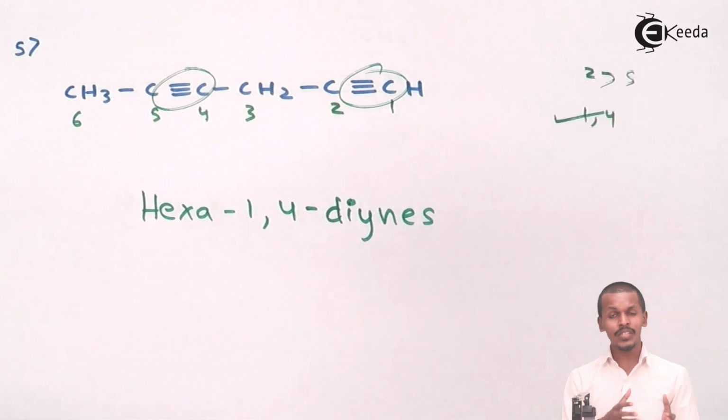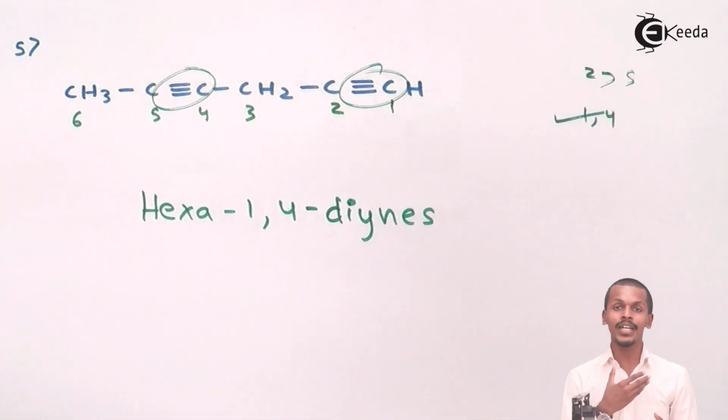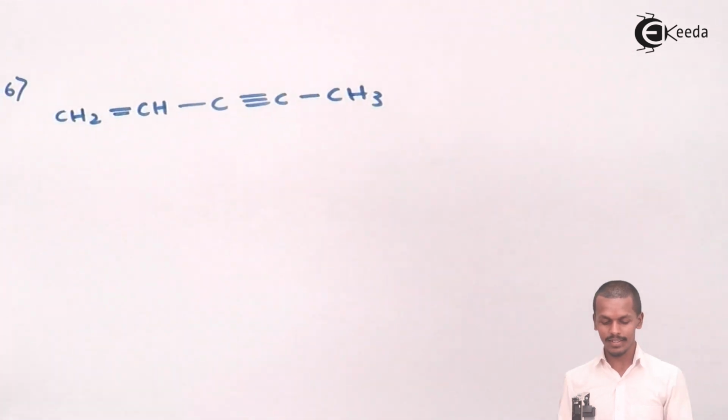Very simple to understand. So this one was the first example where we could see more than one carbon-carbon triple bond. So now let us move on to the next one. That is, this one.